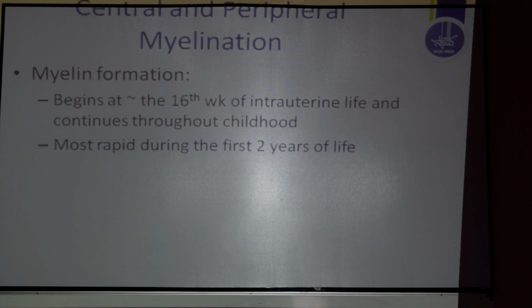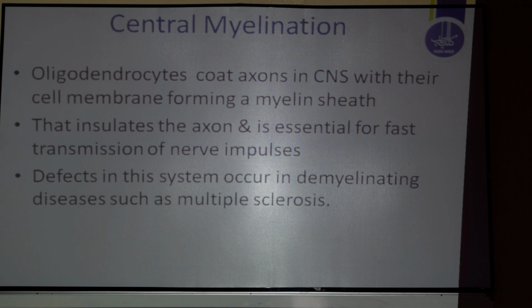Myelin formation begins at what time of the baby's birth? The 16th week of intrauterine life, so baby birth has not occurred. And it continues throughout childhood, most rapid during the first 2 years of life. So it means the care of the child during the initial years is very important. Proper diet, milk, everything, movement, physical activity. This is very important for the remaining life, because myelination occurs along with other important growth processes.